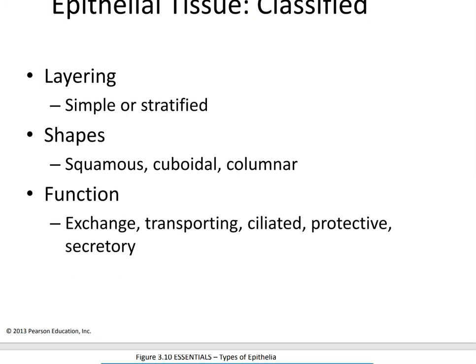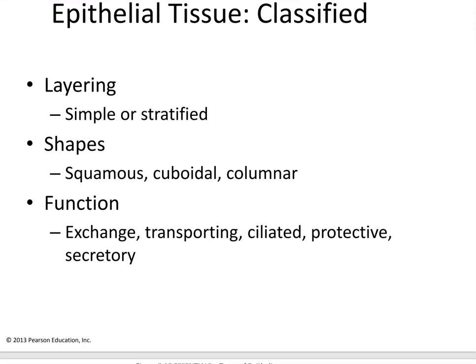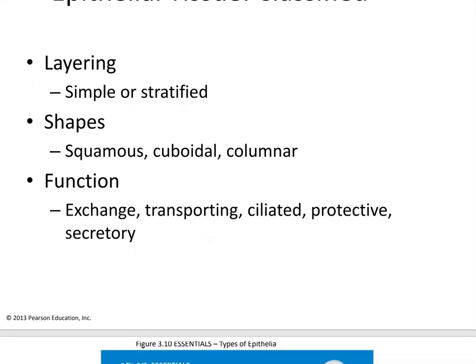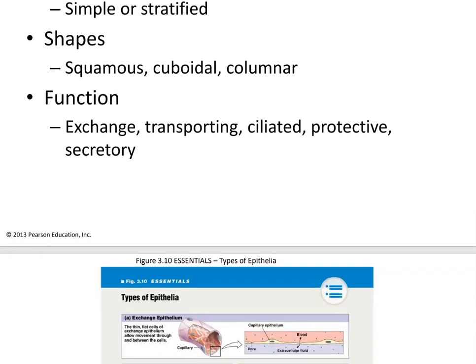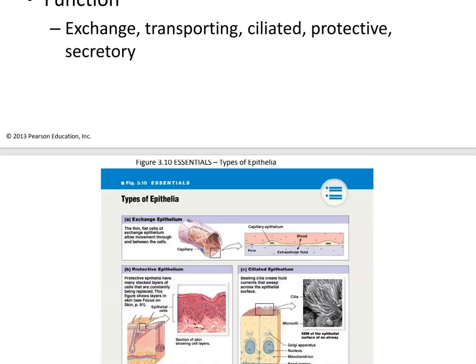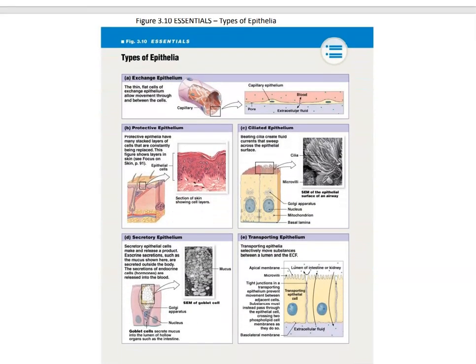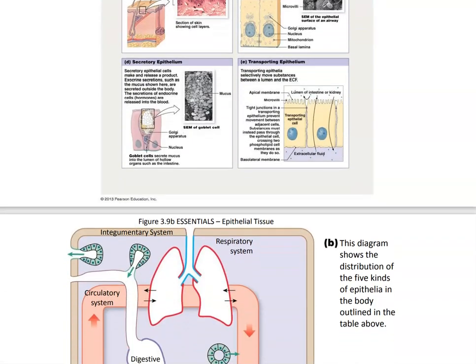So hopefully you remember this from anatomy. If you have a simple epithelium, it's just one layer. If it's stratified, it's more than one layer. The shape could be squamous or flat, cuboidal, like a box, like a cube, and the columnar is more box-shaped. And then the function for exchange, transport. We have the ciliated epithelium that can brush something in a certain direction, protective or secretory epithelium as well. And so here's a summary. This is more anatomy review, so hopefully you remember some of this, and we can just move on here.